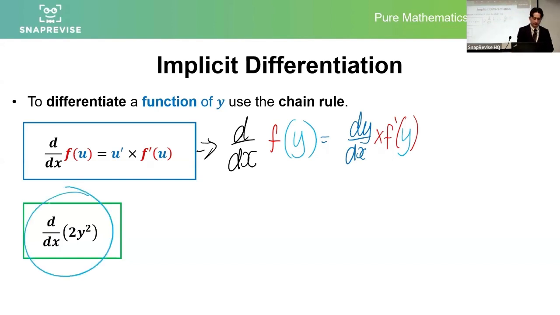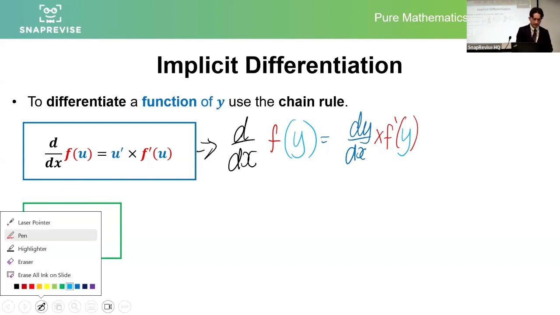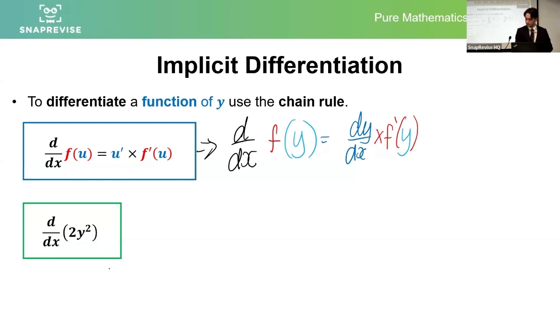So this derivative here, 2y squared, is actually a chain, because we can think of the function of y as 2y squared, and y differentiated is a dy dx. So differentiating the big picture, you'd get 4y, but you've got to times by the innermost function derivative, which is a dy dx. So you actually get 4y dy dx.